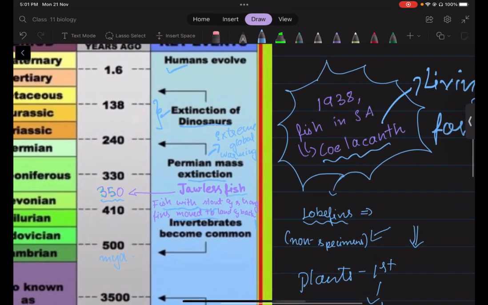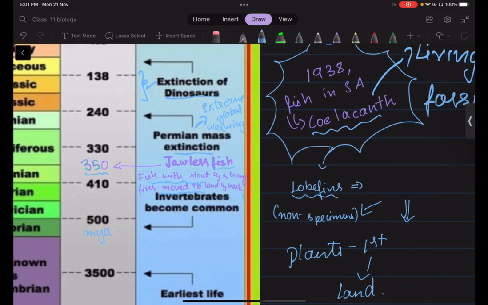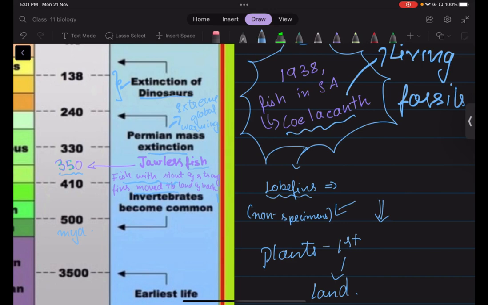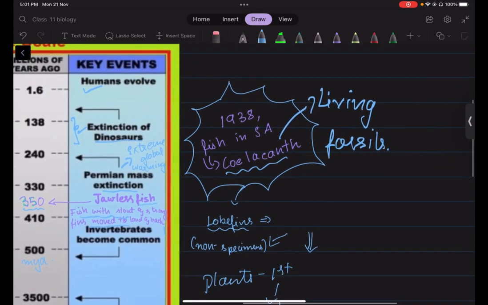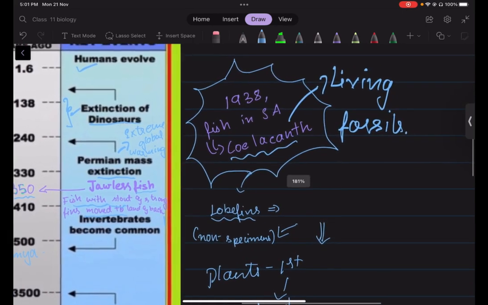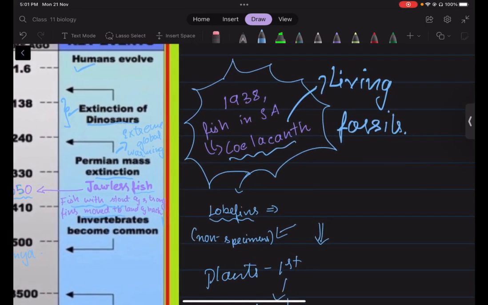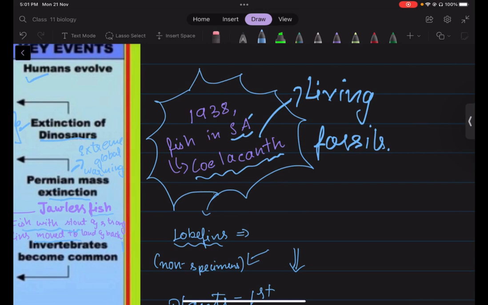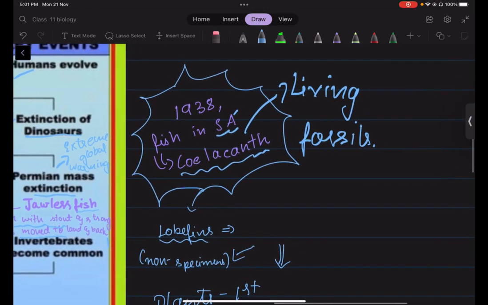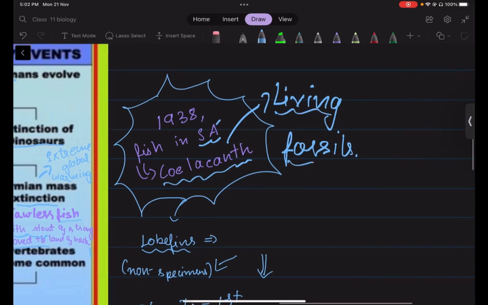So, talking about how amphibians evolved, we know that they evolved from the fish that used to move to land and ocean back and forth. In 1938, an interesting thing happened. Basically, a fish in South Africa was caught and it was found to be a coelacanth. So, coelacanth evolved long ago, yet they found it in 1938 in South Africa. That is why it is called the living fossil.